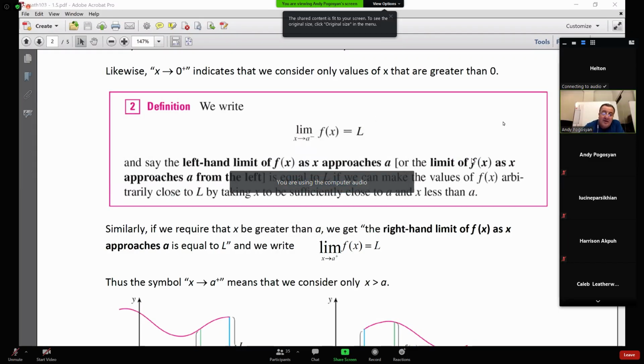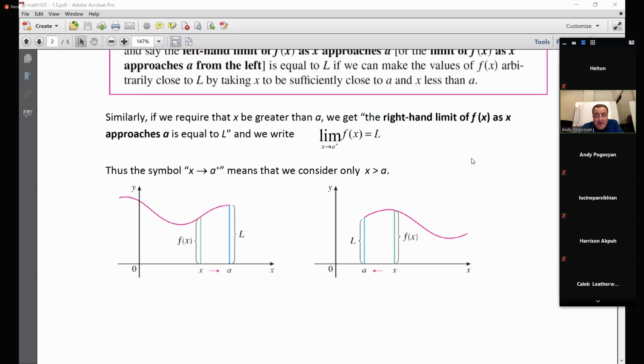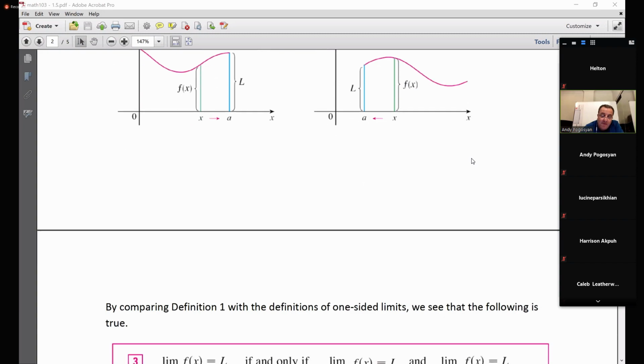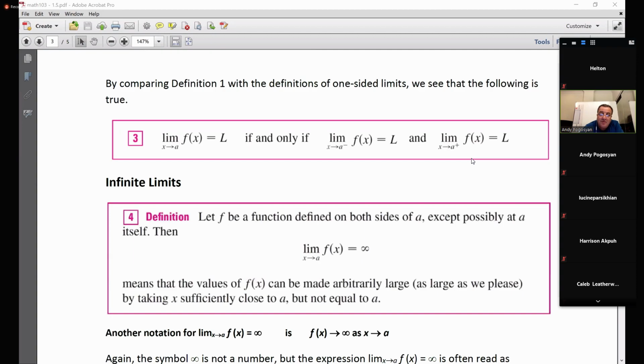to a and x is less than a. Usually, when we talk about right hand or left hand limits, we talk about endpoints. If there is an interval on which f of x is defined and we have an endpoint: if a is a right hand point, we talk about the left hand limit. If a is a left hand point, we talk about the right hand limit. So those two graphs are showing that. Now, an important thing for us.